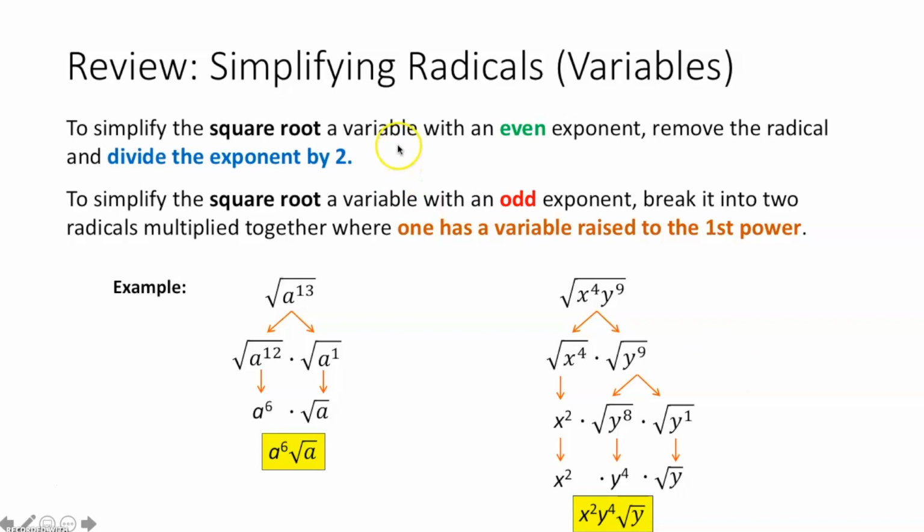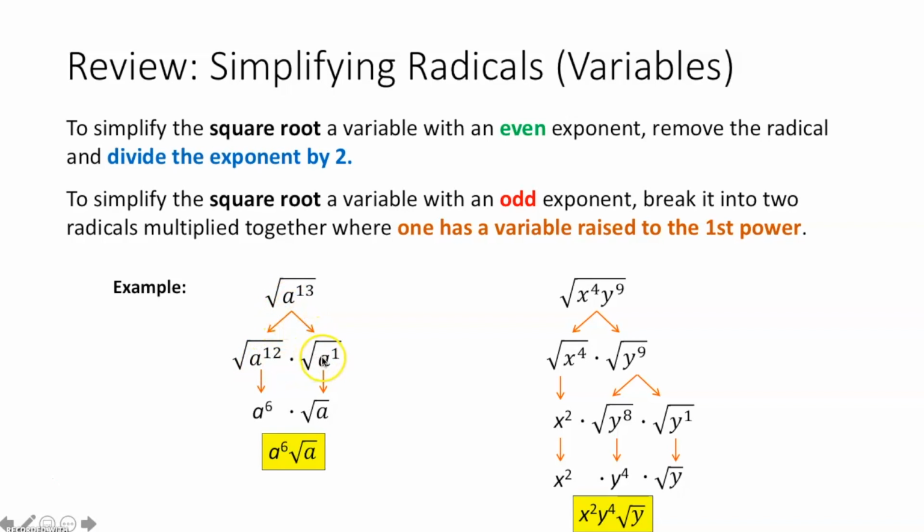Now let's talk about simplifying radicals with variables. To simplify the square root of a variable with an even exponent, all you need to do is remove the radical and divide your exponent by 2. To simplify the square root of a variable with an odd exponent, you break it into two radicals multiplied together, where one has a variable raised to the first power. Here you can see we have an odd exponent. So what we do, we break it into two radicals, where one has a variable raised to the first power. These two multiply together to make this.